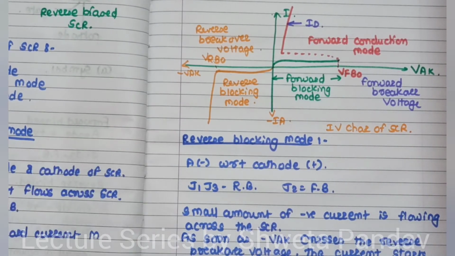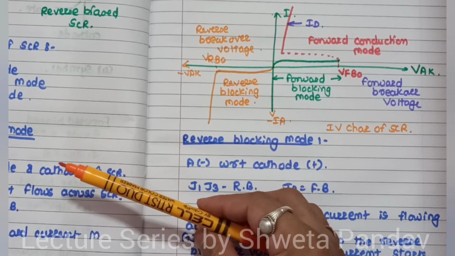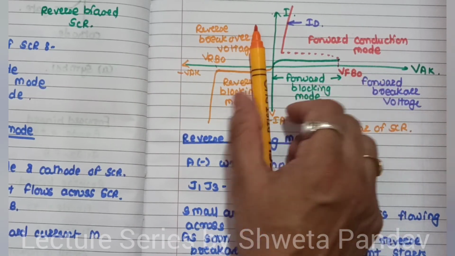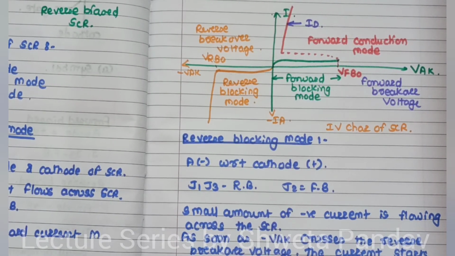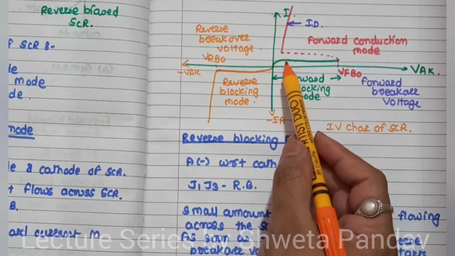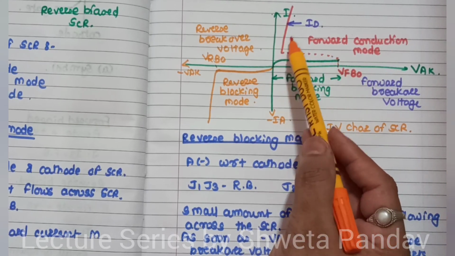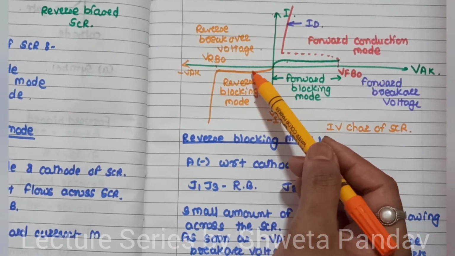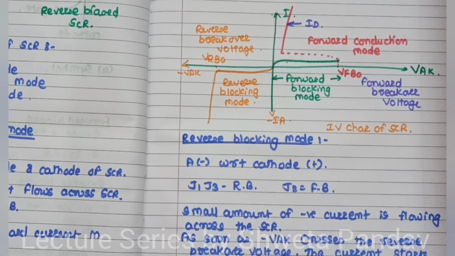So at this point we have seen the different modes of operation of the SCR. The SCR operates in three different modes: forward blocking mode, forward conduction mode, and reverse blocking mode. During forward blocking mode, a small amount of current flows across the SCR. During forward conduction mode, the SCR is turned on and a large current flows across it. And during reverse blocking mode, the current increases in the reverse direction.